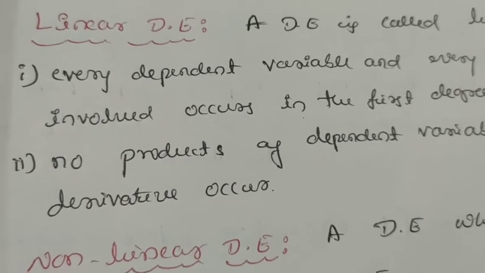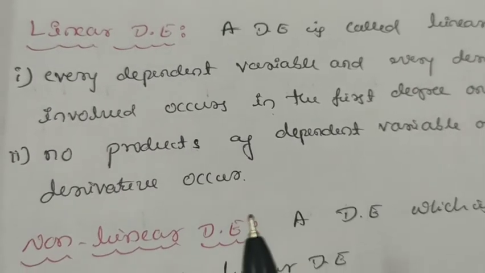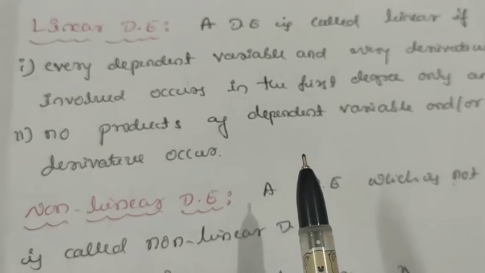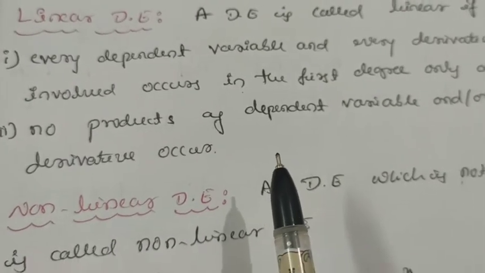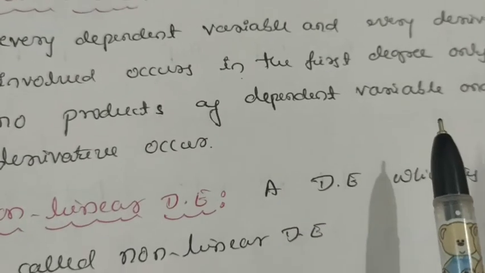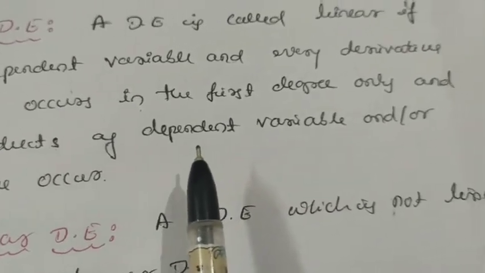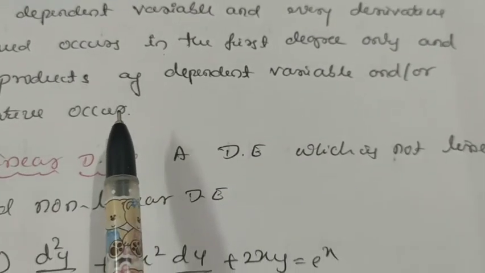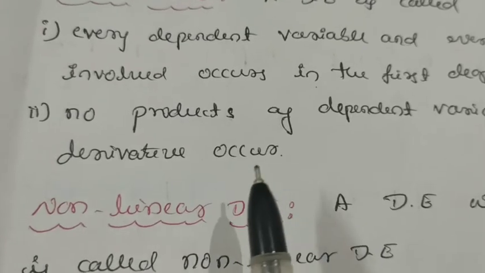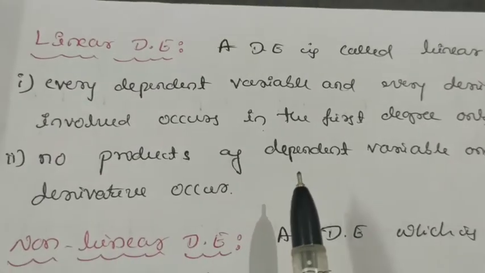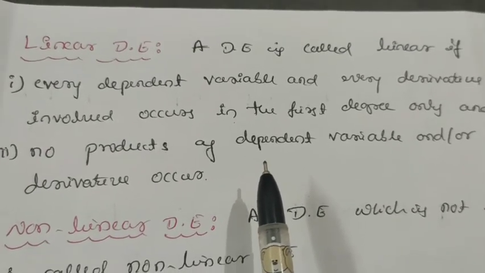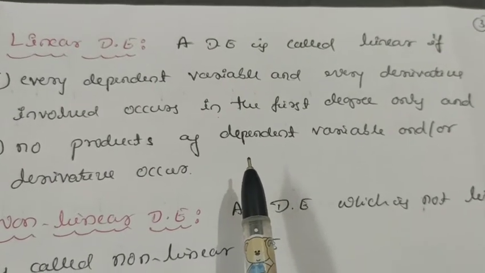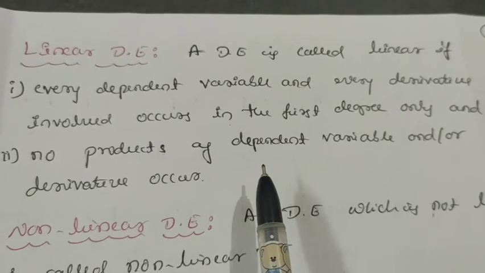One more type of differential equation is the linear differential equation. A differential equation is called linear if every dependent variable and every derivative involved occurs in the first degree only, and no product of the dependent variable and the derivative occurs. This is very important. You should know what kind of equations are known as linear differential equations. Every dependent variable and every derivative involved occurs in the first degree only.